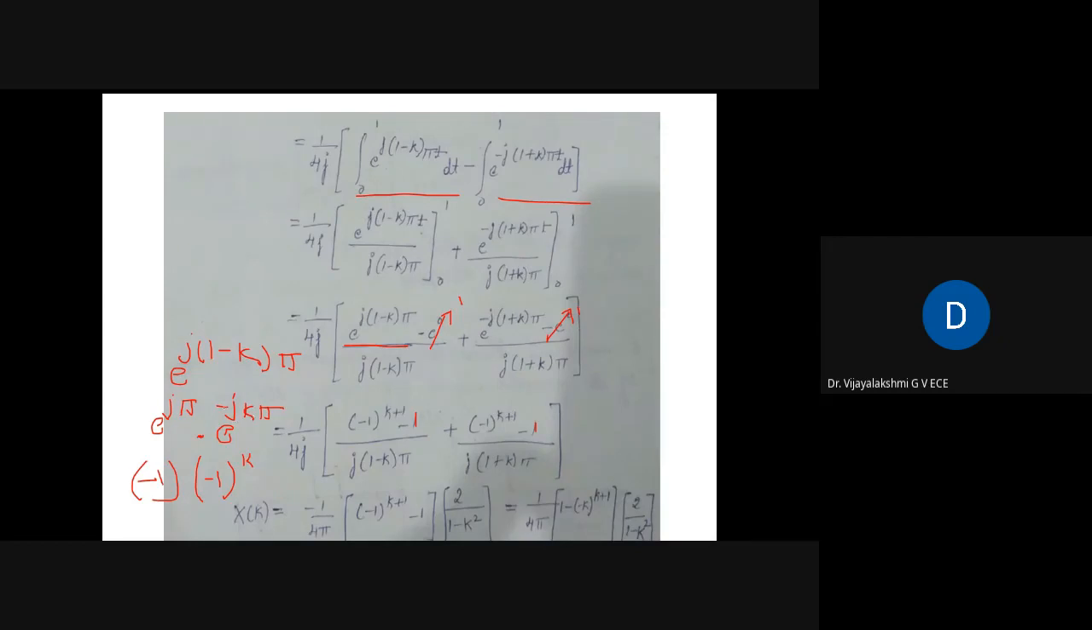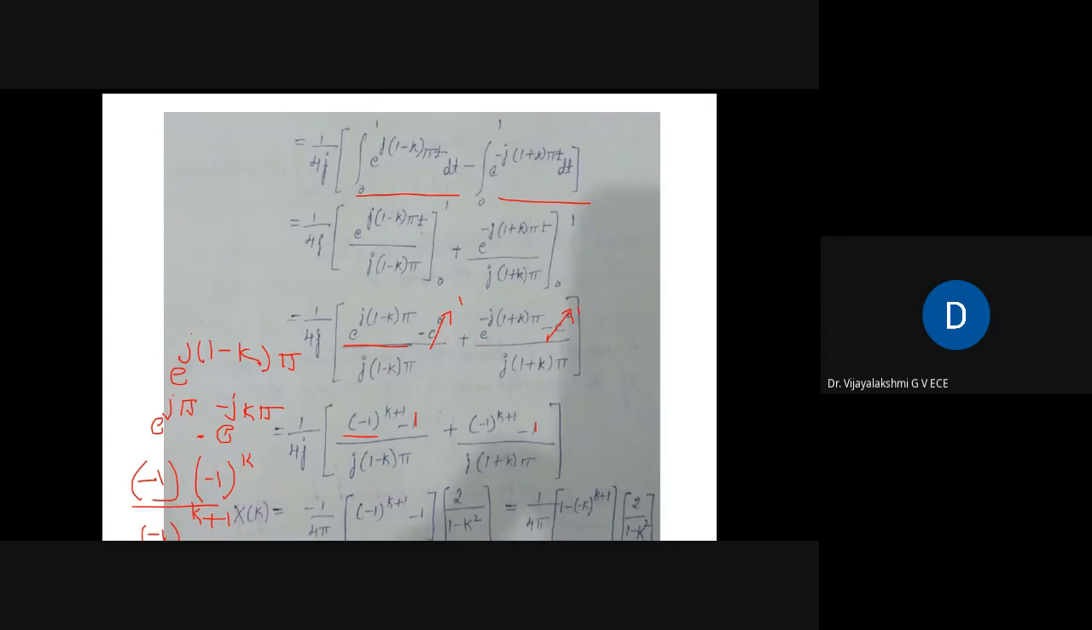e raised to minus j 2 pi. So you can keep varying the values of k. In general, I can write e raised to minus j k pi as minus 1 raised to k. So if you combine these two, this becomes minus 1 raised to k plus 1. So that's how I get minus 1 raised to k plus 1 in place of this minus 1.